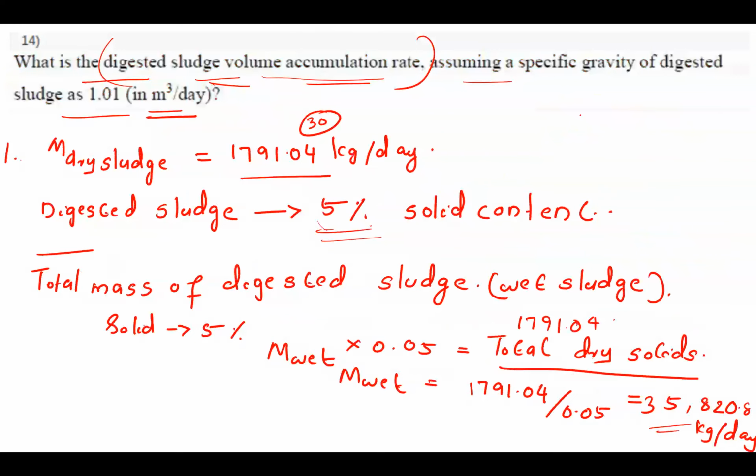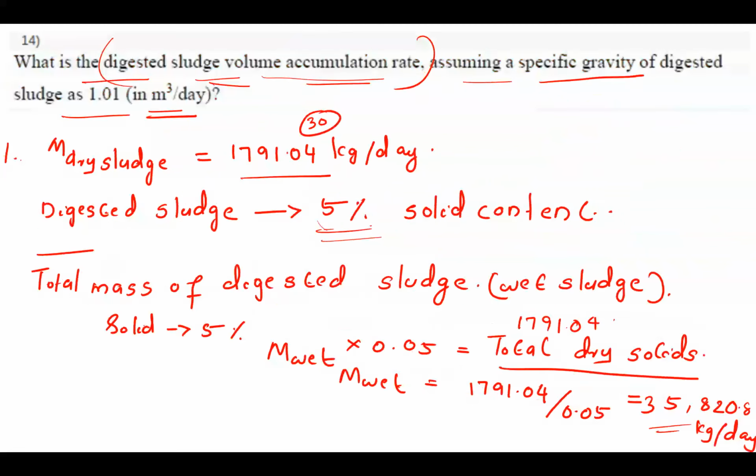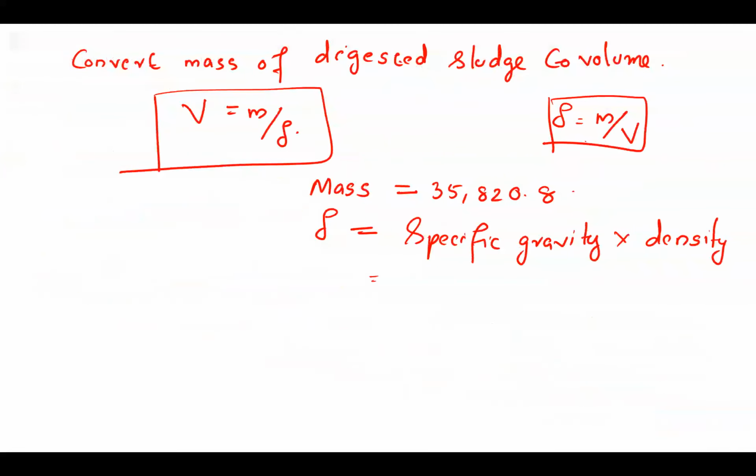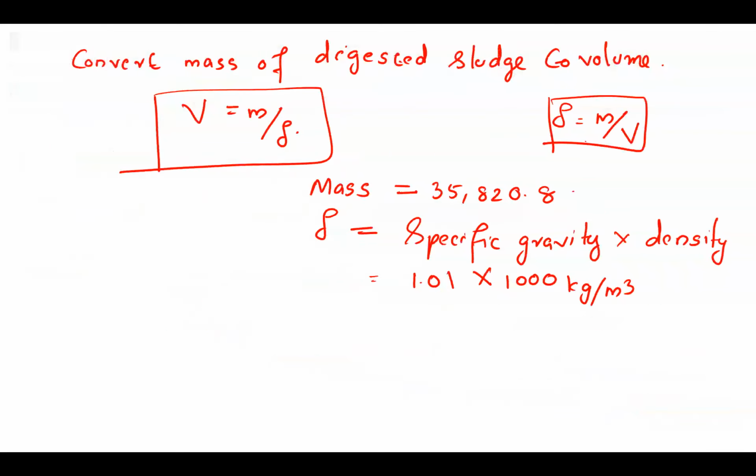The specific gravity is given. What is the specific gravity? 1.01. What is the density of water? 1000 kg per meter cube. And then 1.01 is the specific gravity. So what is the total density here? 1010 kg per meter cube.